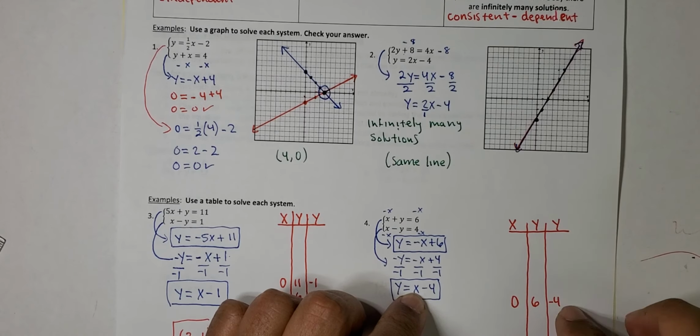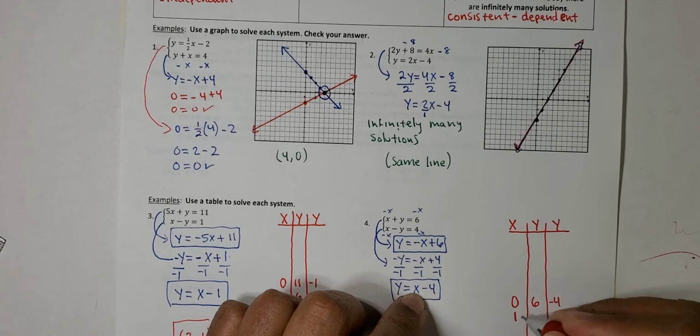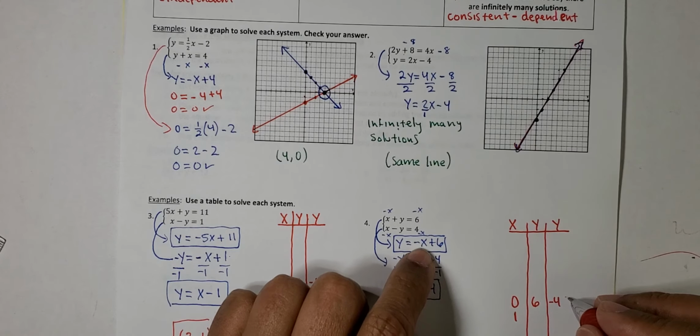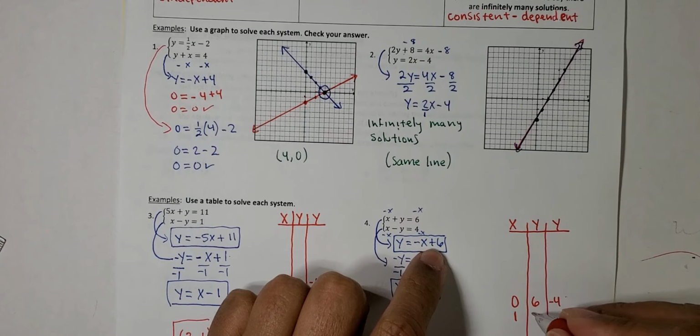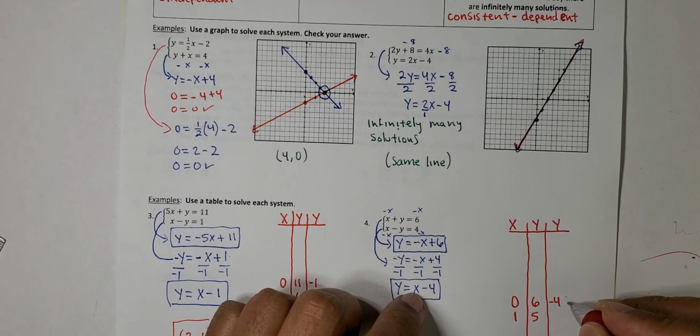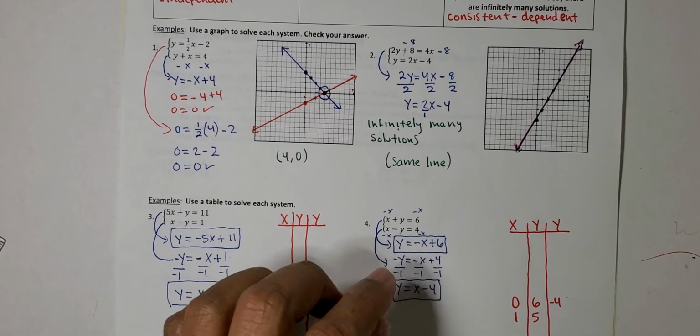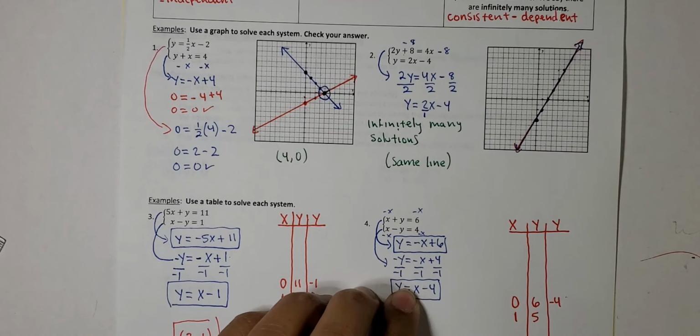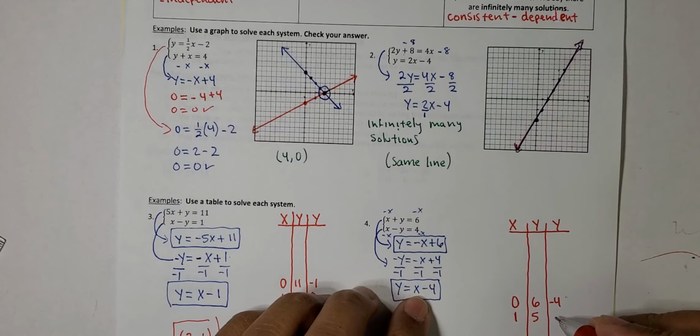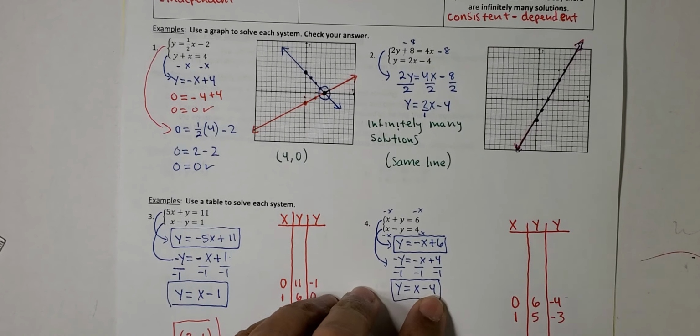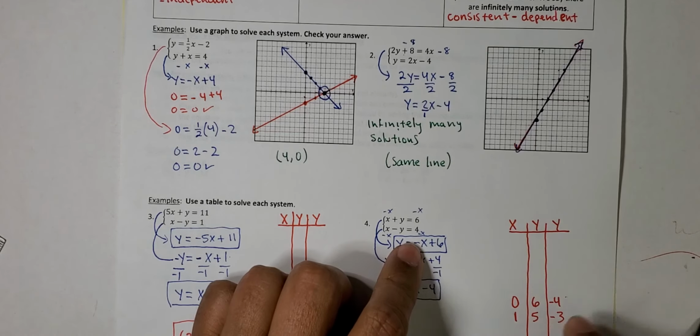So those two don't match, so that means we got to move on to the next value. So let's do 1. If x is 1, this becomes negative 1 plus 6, positive 5. And for the other, I said negative 1, this should be 1, right? So this is 1 minus 4, negative 3. So these two don't match, then we move on to the next value.